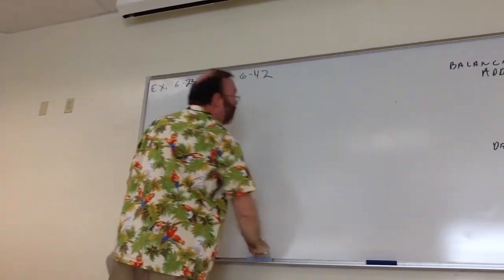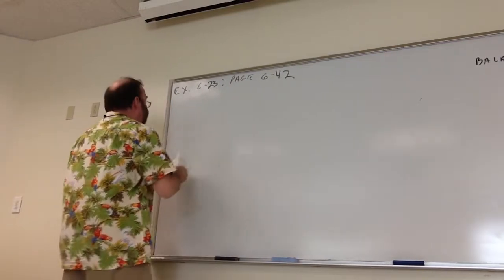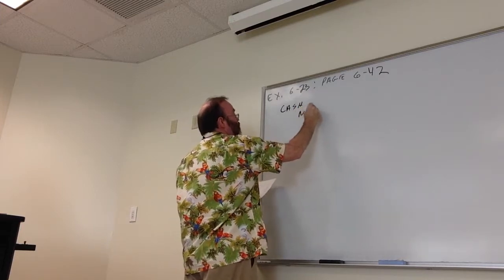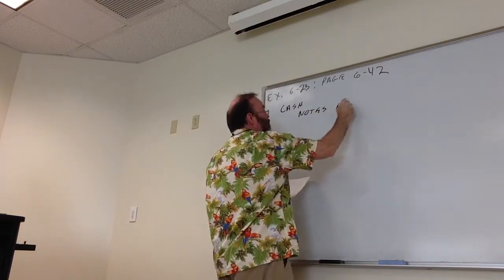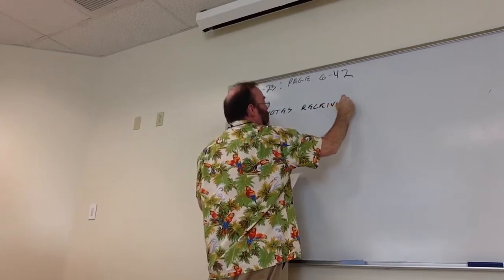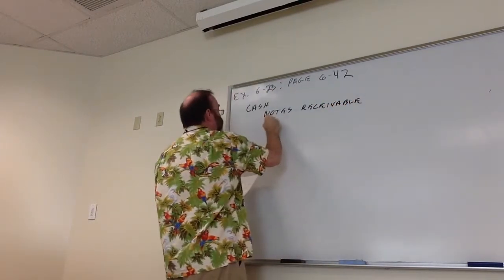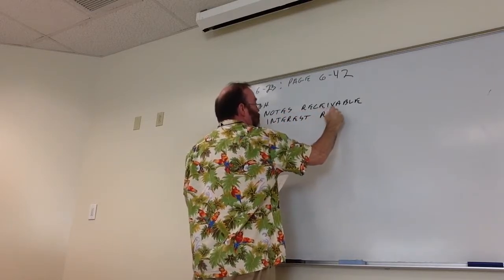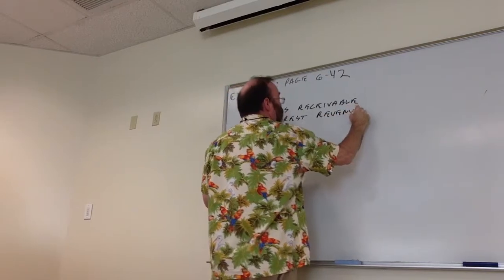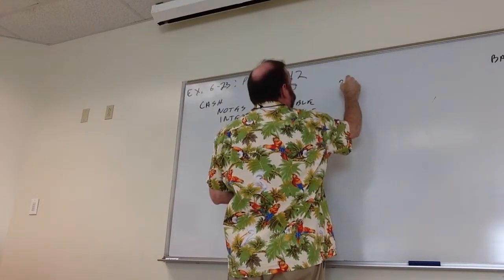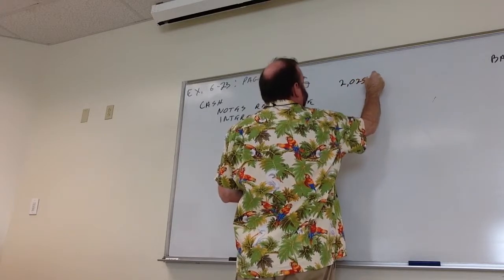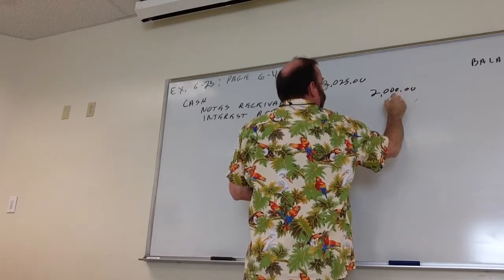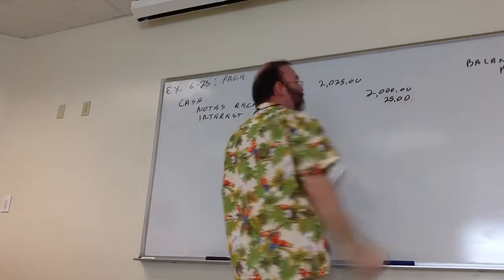So the first one, you need to debit cash, credit notes receivable, and interest revenue. So the debit to cash is $2,025. The note receivable was $2,000. And then you got $25 in interest revenue.